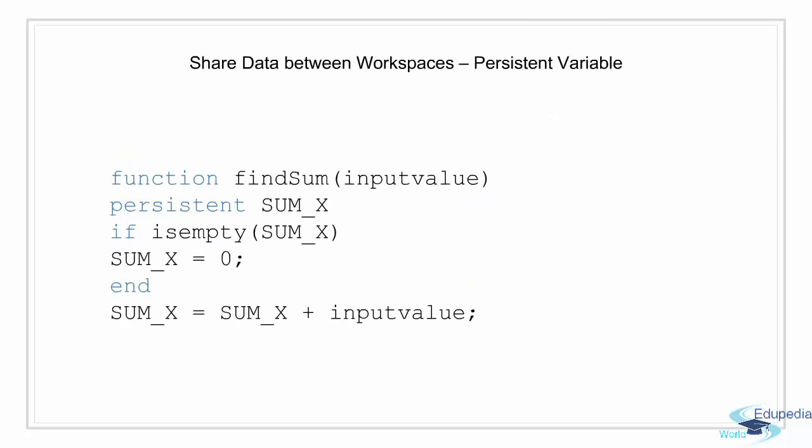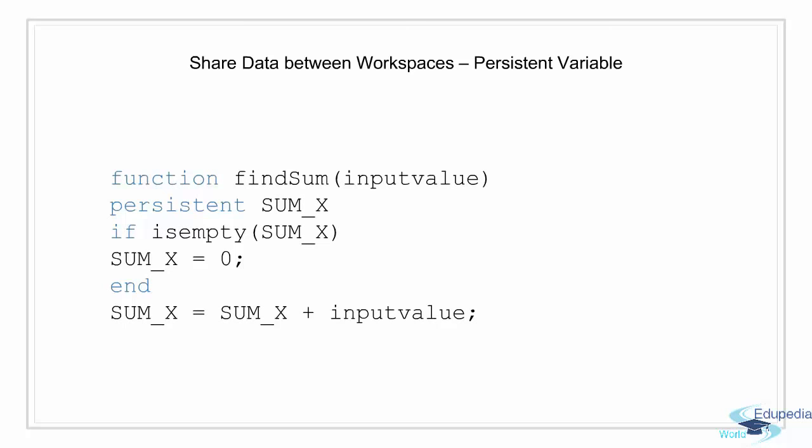Another way of sharing data is using persistent variables. A persistent variable is something that retains its value from one function call to the next function call. Other local variables retain their value only during the current execution of a function. So these persistent variables are equivalent to static variables in other programming languages.